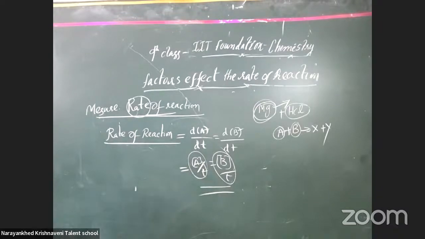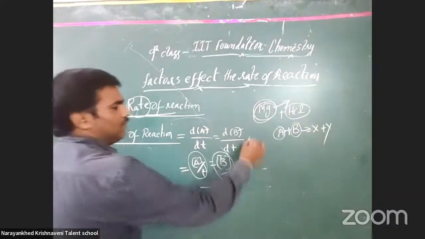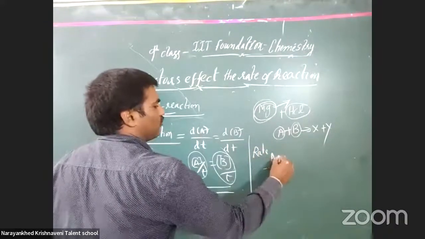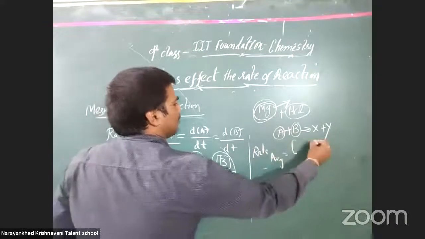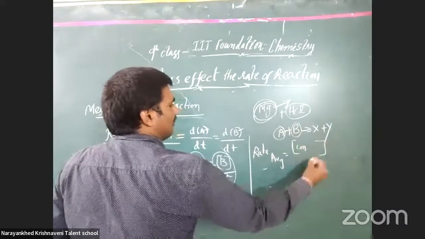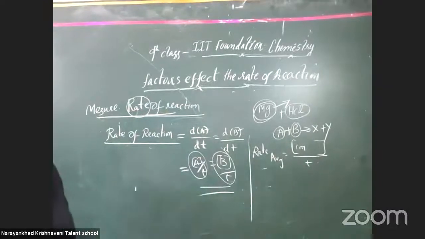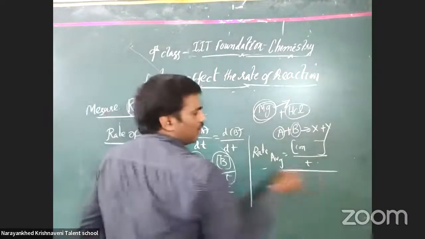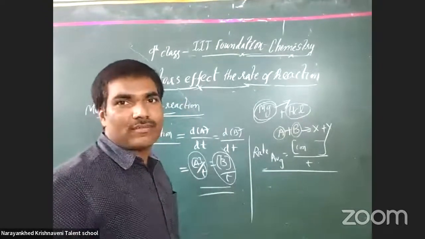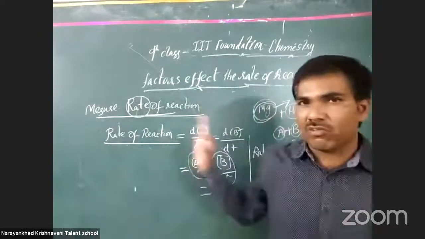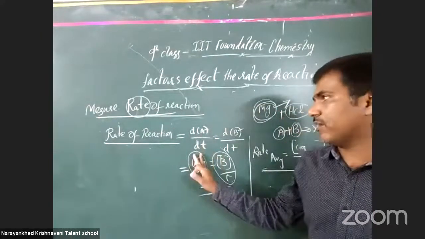The next one is sometimes the average rate. The average rate is equal to the change in concentration by time. Simple. Okay, clear or not, all of you? Total concentration by total time taken for our reaction. This is also a very, very important formula. Understood or not, all the students? This formula is important for us.